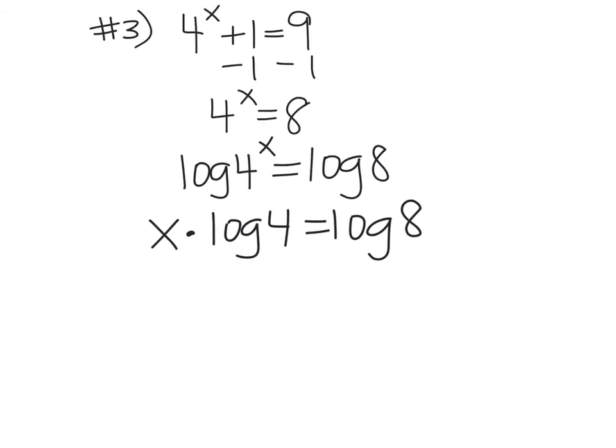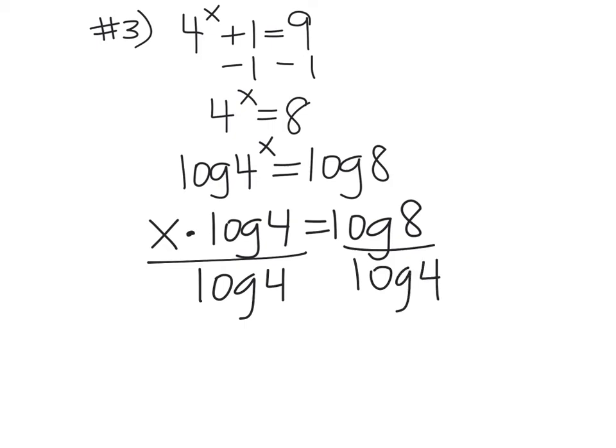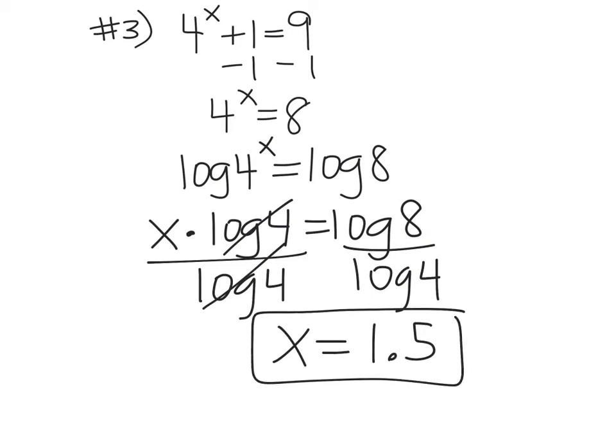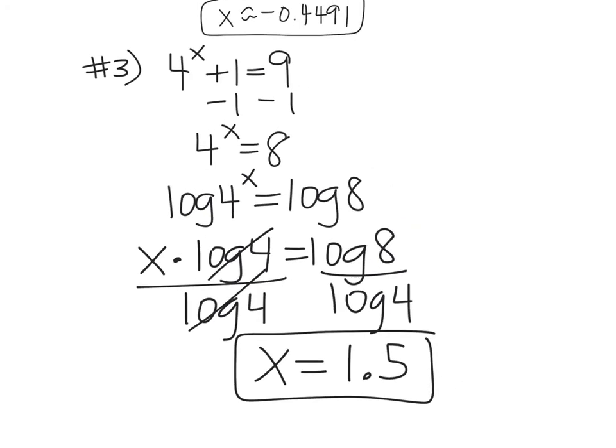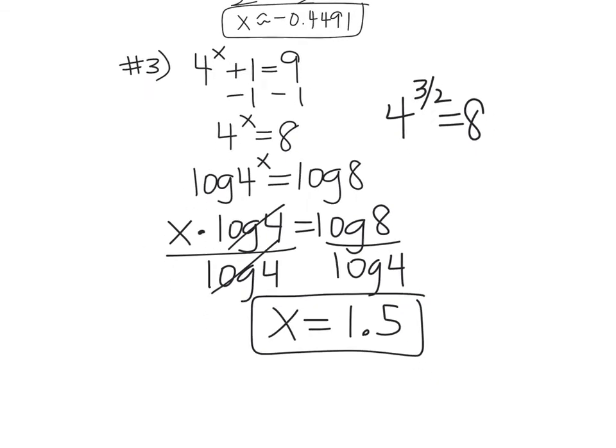Okay? Divide both sides by log 4. So x is, go to your calculator, plug in log 8 divided by log of 4, and you get 1.5. And some of you already got that way back here. Did you? 4 to the 3/2 equals 8. Isn't the square root of 4 2, and 2 cubed is 8? 1.5. Pretty cool.